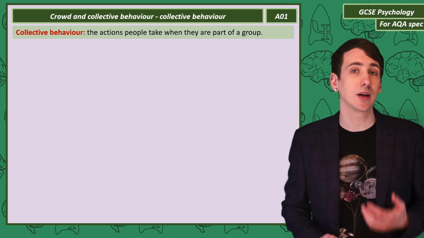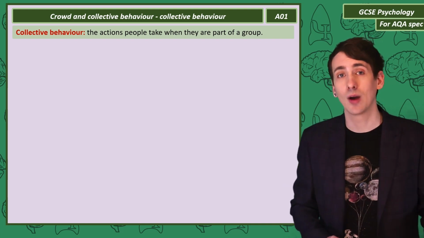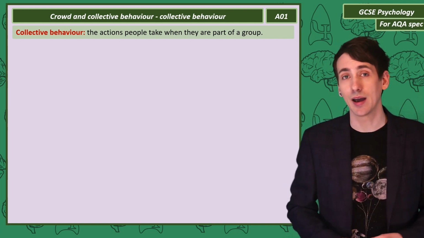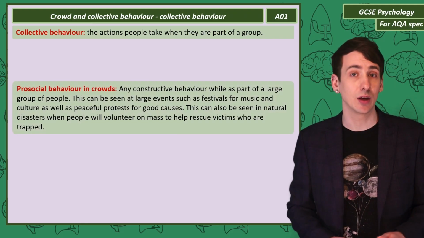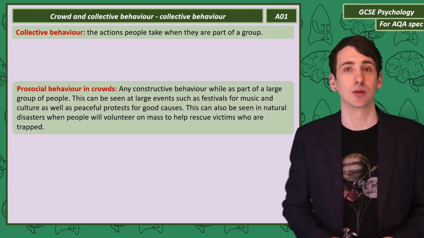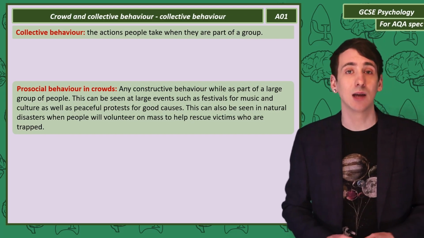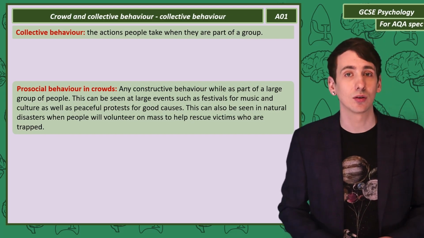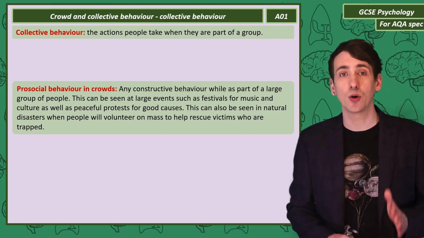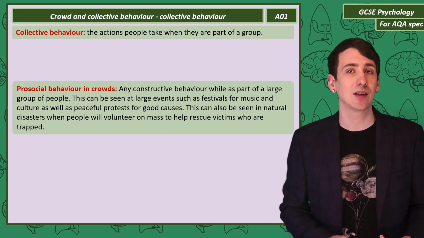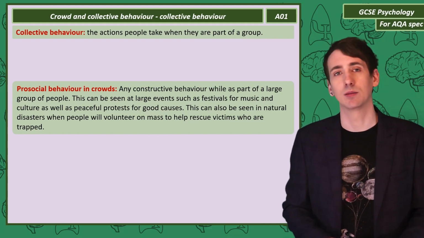And we see crowds taking part in both collective pro and antisocial behaviour. Prosocial behaviour is constructive, so happy and helpful. Imagine groups of people at music festivals or taking time to peacefully protest a good cause. We can also see prosocial group behaviour in disasters when people rush to help victims.